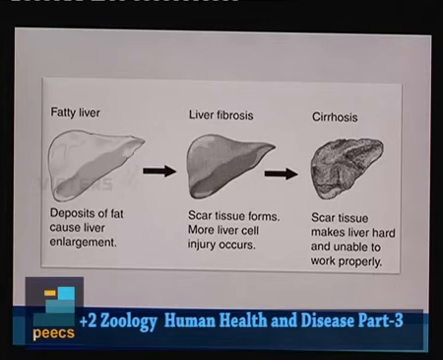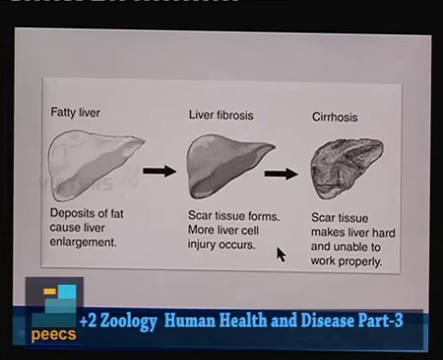Here you can see the effect of alcoholism. A fatty liver is formed first. A normal liver is getting first converted into a fatty liver. Because of deposition of fat, there will be enlargement of liver and this condition is called fatty liver. So, after this you can see in the second picture, it is liver fibrosis. So, here the scar tissue forms, more liver cell injury occurs.